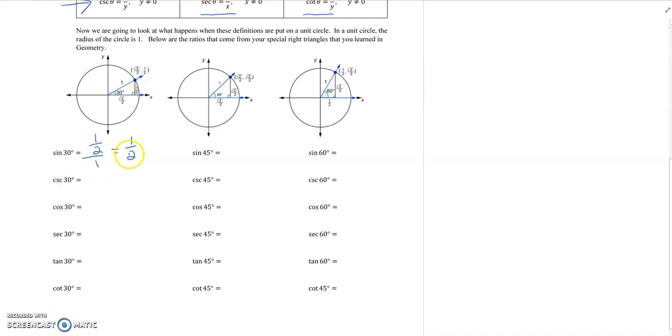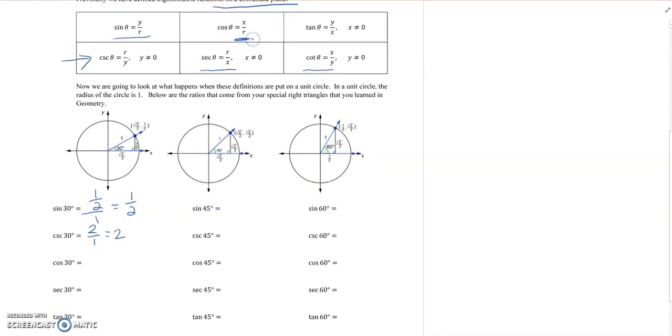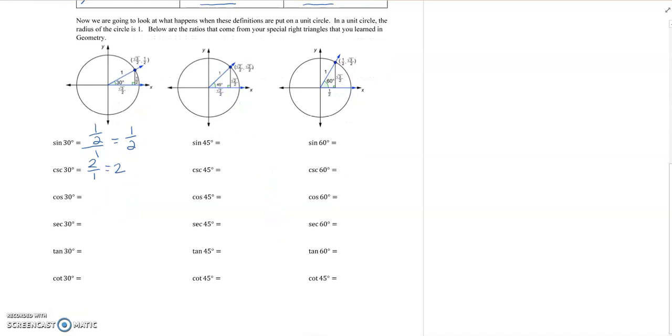Cosecant is the reciprocal of sine. So if we take 1/2 and do its reciprocal, the cosecant is 2 over 1, which is just 2. Cosine, as we learned, is x over r. So the cosine of 30, x is root 3 over 2, so we can say root 3 over 2 divided by 1. When we divide anything by 1, it's just the numerator, so cosine of 30 is root 3 over 2.